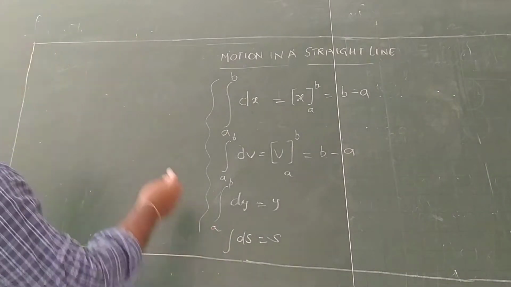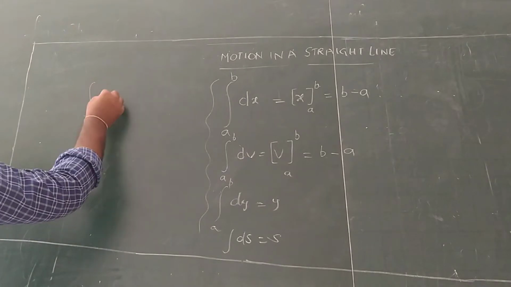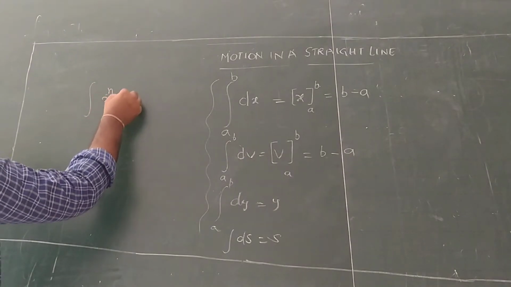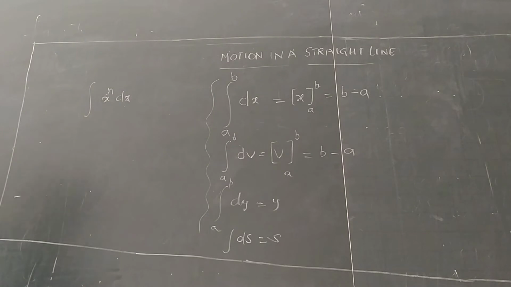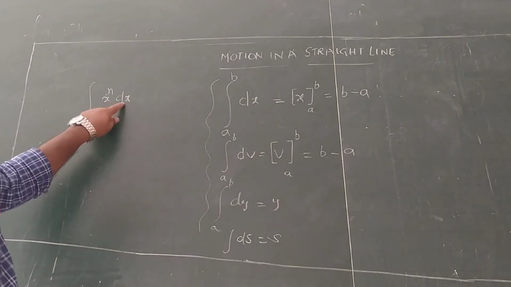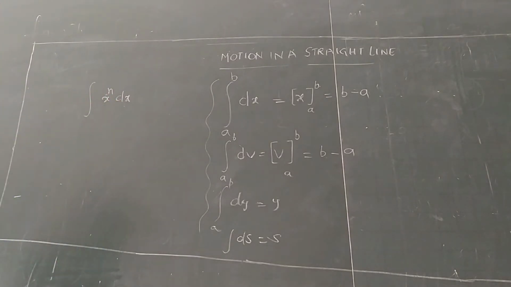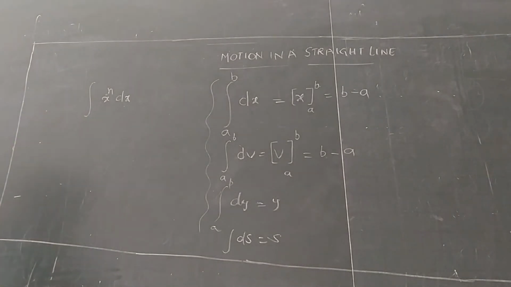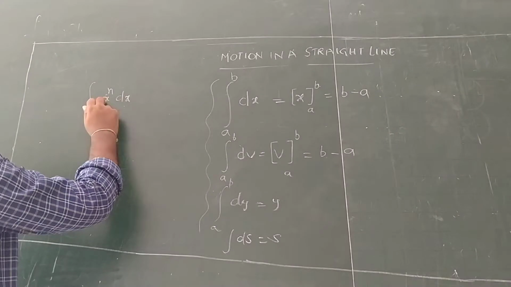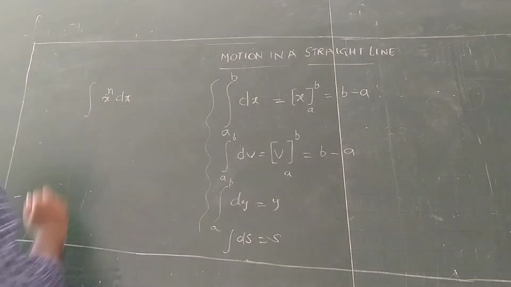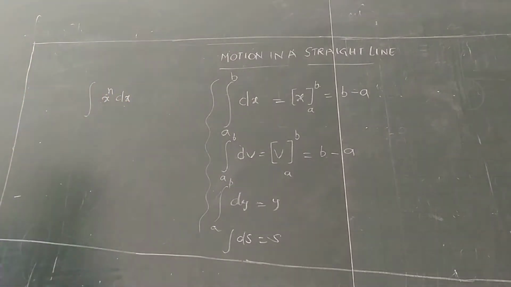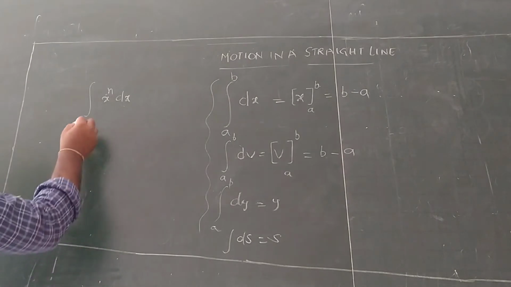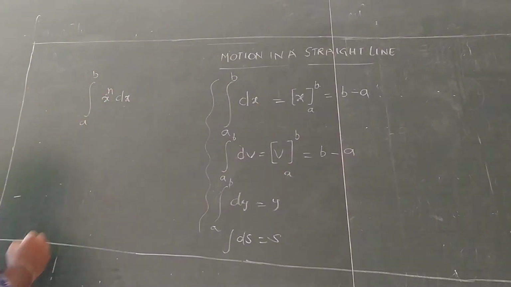Yes. Next one: integration of x power n dx. Here the d and the integration do not cancel each other, because it is already multiplied with one function, so further it will not cancel, right? Then the integration of x power n dx from a to b.